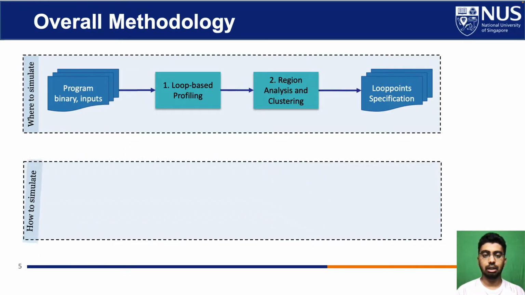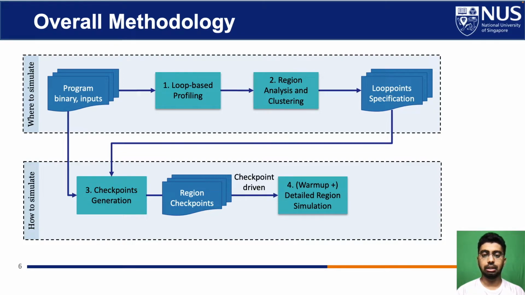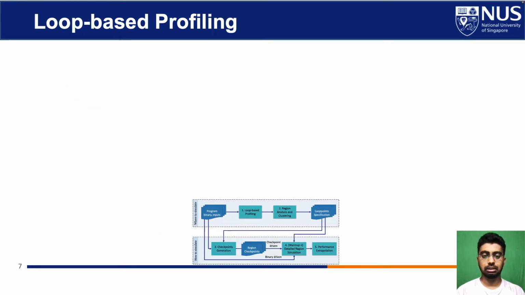Now we can see how to simulate these representative regions. For checkpoint-based simulation, the identified loop points can be converted to checkpoints using the original application and the clustering data. Region checkpoints are generated, and we can start the detailed simulation of these checkpoints with sufficient warm-up. For binary-based simulation, we can use the application binary directly to simulate using the LoopPoint specification. The whole application performance can be extrapolated from the performance of the representative regions. We show each of these steps in detail in the next slides.